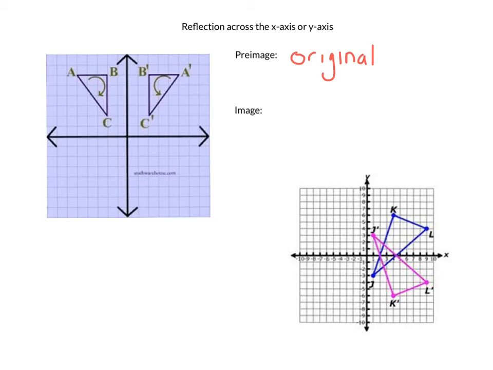And then the second term that I have written down here is called the image. Honestly, that feels kind of counterintuitive to me. I almost wish it was image and post-image, but that's not how it works. So this is the final figure. Where does your figure end up? What does it look like at the end? That is actually called the image. Sorry, my i's don't have dots, and that drives me a little crazy.